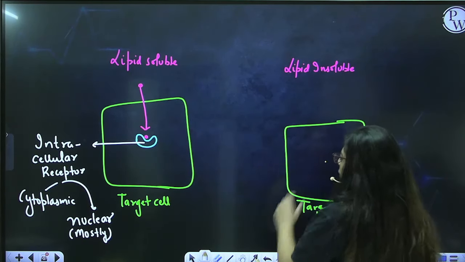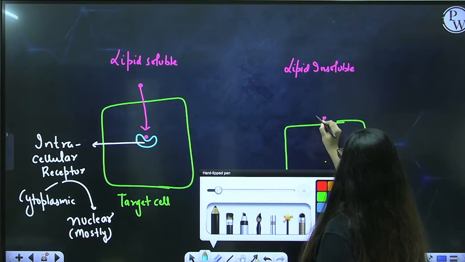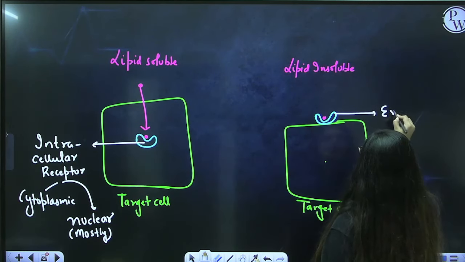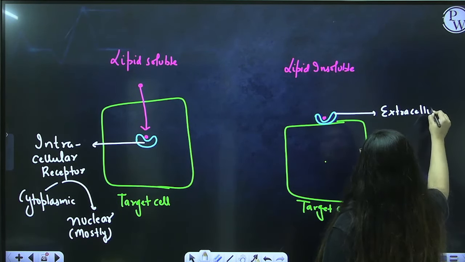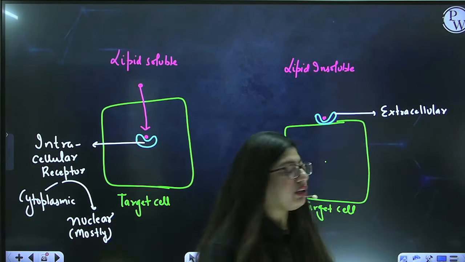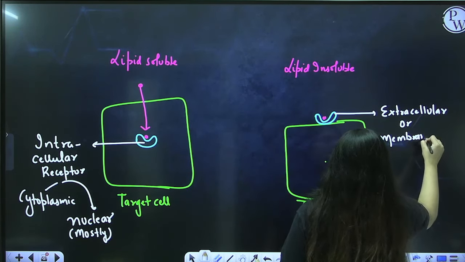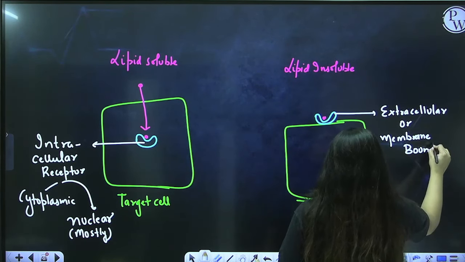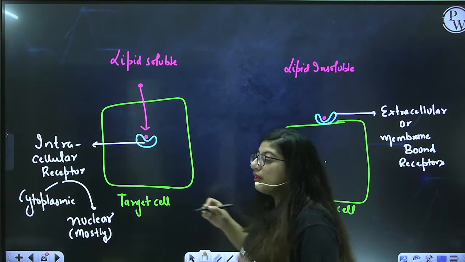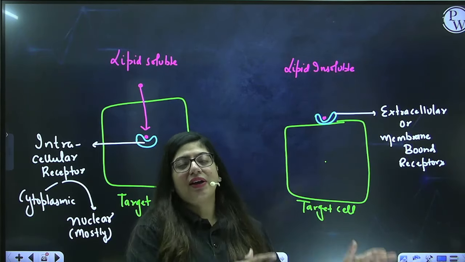Now, here the hormone cannot go inside the cell because it is lipid insoluble. So it has to bind to its receptor protein, which is extracellular, present outside the cell, or sometimes it is also embedded in the plasma membrane. You call it a membrane bound receptor. Because they have different kinds of receptors, due to their chemical nature, because they are lipid soluble or insoluble, the mechanism of action is also different.